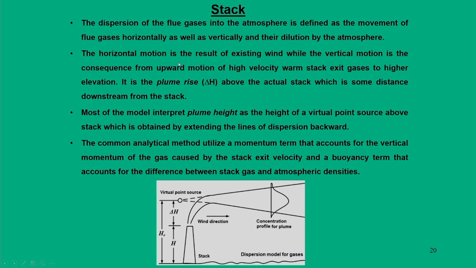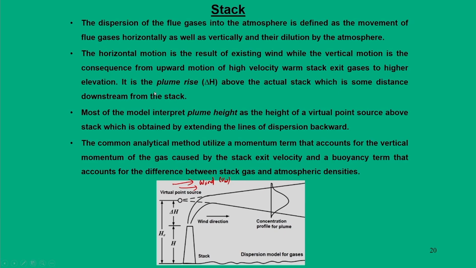The horizontal motion is nothing but the existing wind velocity, that means we can see the wind velocity at Vw, and this is the horizontal velocity, which gets assisted based on the direction of the wind. The other part is the vertical component, which is also governed by the flow rate, or the momentum it has achieved when it comes out of the stack. So, the combined effect is nothing but the formation of a plume.